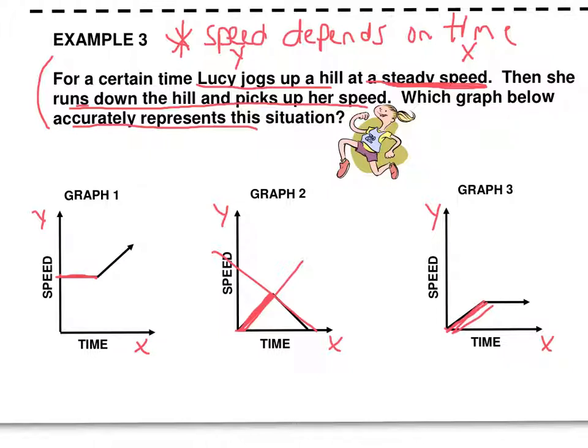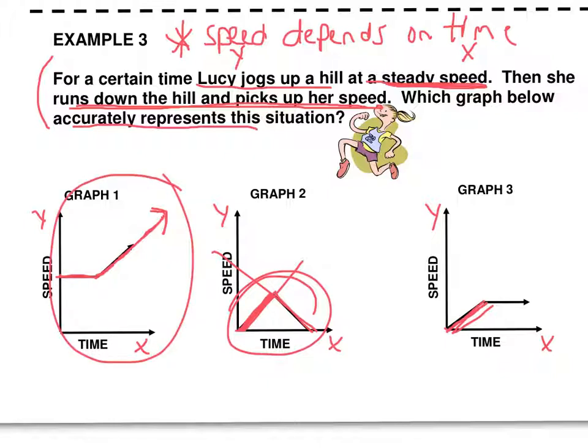So then she runs down the hill and picks up her speed. So she's going downhill, but then she's going faster. This graph shows her going faster, even though she's going downhill. So you're not looking for this one because you go up and down. This is not about going up a hill and down a hill. We're not graphing that part. We're graphing the speed. So the answer is going to be this one. So it shows her going at a steady speed at first, and then she picks up her speed. All right, might be a little confusing. Let's go on to the next problem.